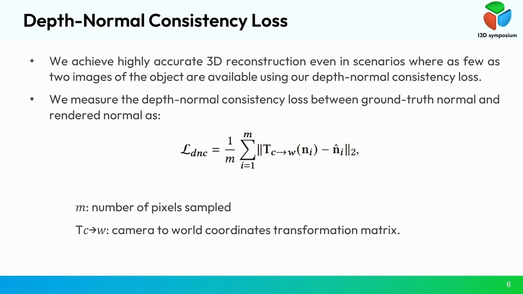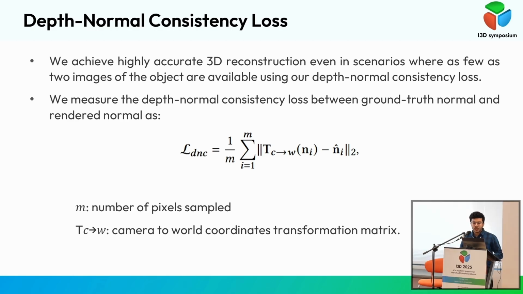So here we have more detail on our depth normal consistency loss. We measure the depth normal consistency loss between the ground truth normal and the rendered normal, as shown in this particular image. We take an average over m pixels which are sampled from that image, and we take the L2 loss between the normals which are estimated by the Depth Anything method and the ones estimated using our method.